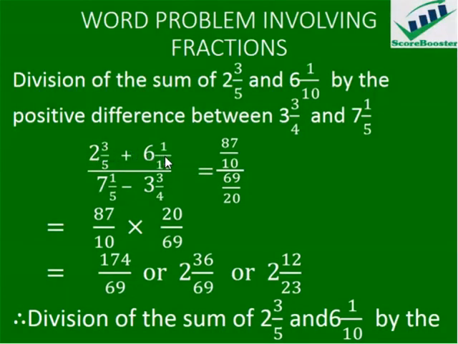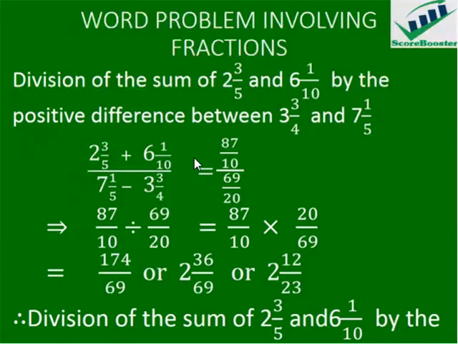The sum of 2 whole number 3 over 5 and 6 whole number 1 over 10 divided by the positive difference between 7 whole number 1 over 5 minus 3 whole number 3 over 4. We already get the result for this, which is 87 over 10, and the result for this is also what? 69 over 20. So we write this down in a simpler form, which is 87 over 10 divided by 69 over 20.